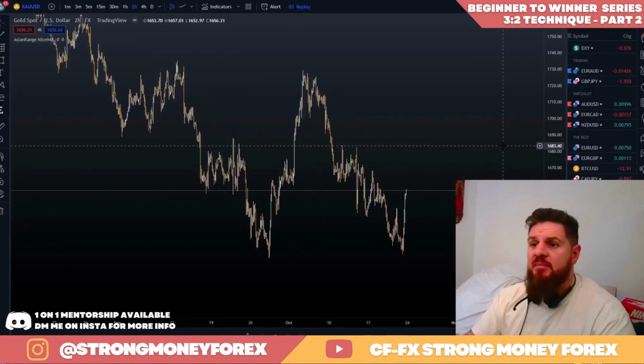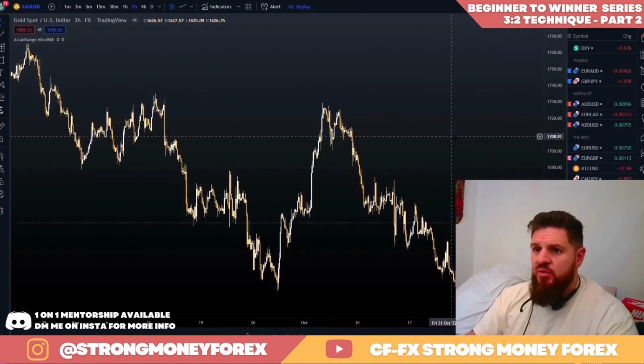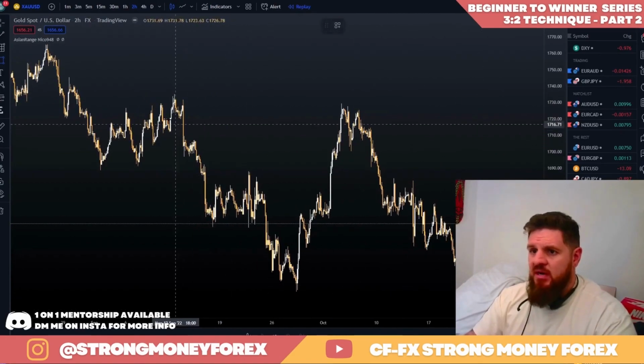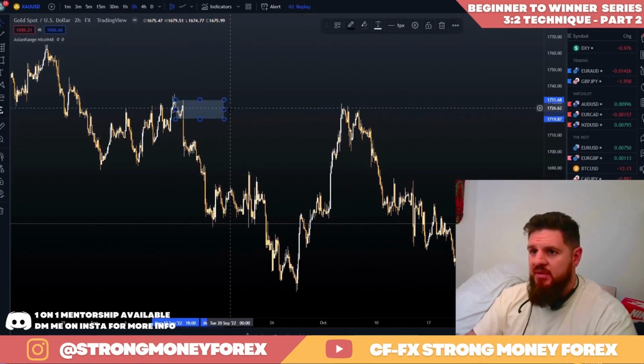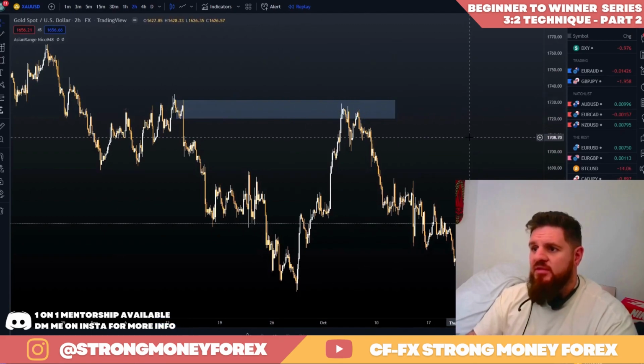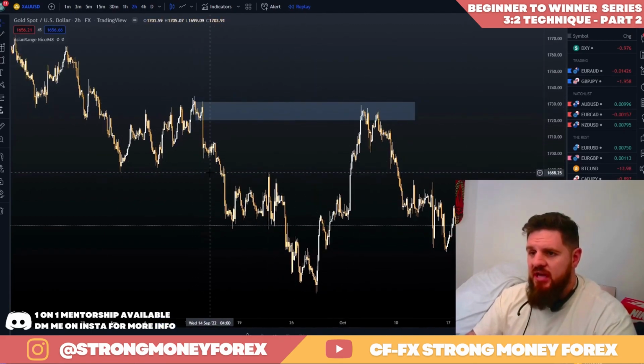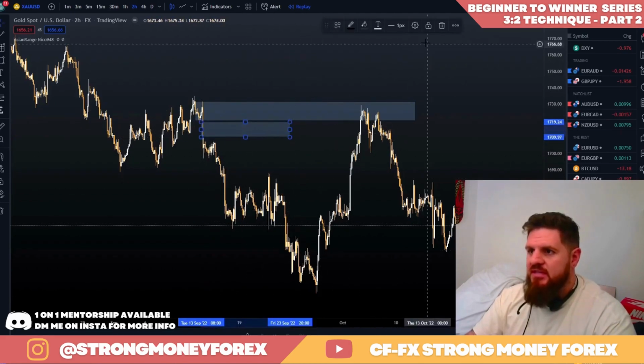Here we have a nice example on gold. We're on the 2-hour chart, and we've got a really nice zone here that we like to use. Beautiful example of this. We've got a nice push down, really lovely imbalance left behind. I won't draw out the whole thing, but you can see what we're looking at here, imbalance there.